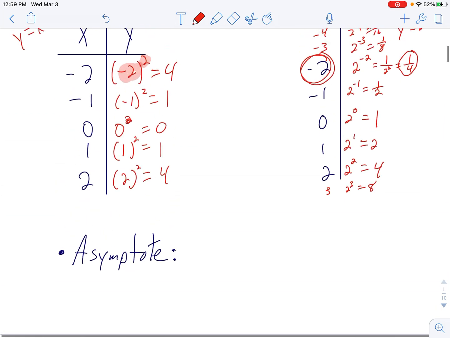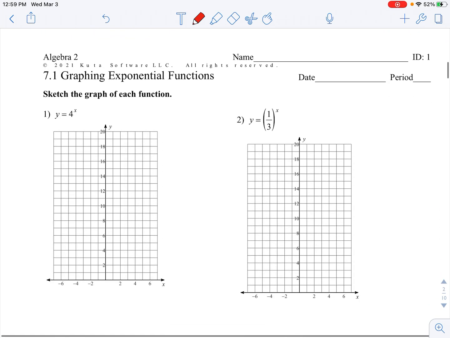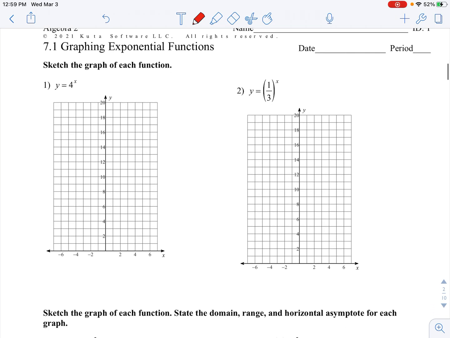Now, are we going to do our homework plotting points? No, that's not really the point. Haha, nice pun. All right, I am going to do number 1 and 2, so you don't have to do number 1, even though it's an odd problem.